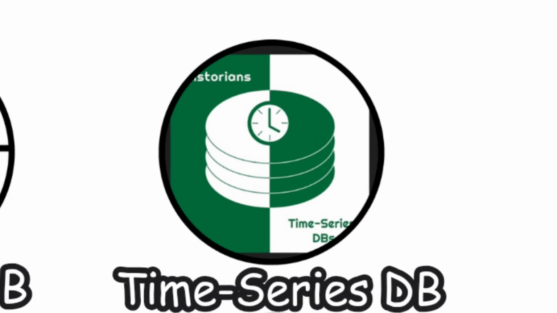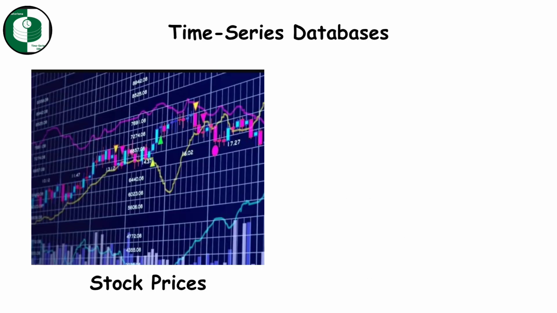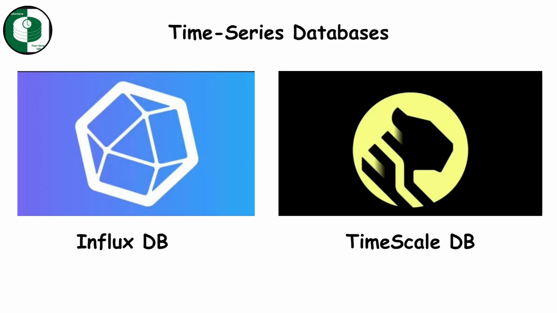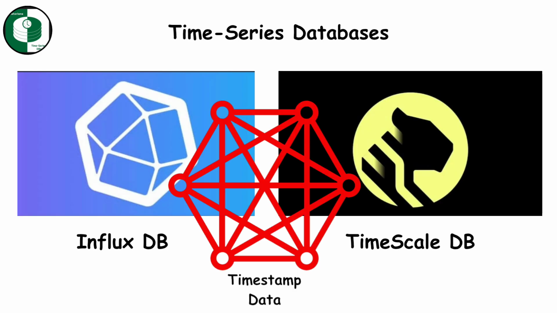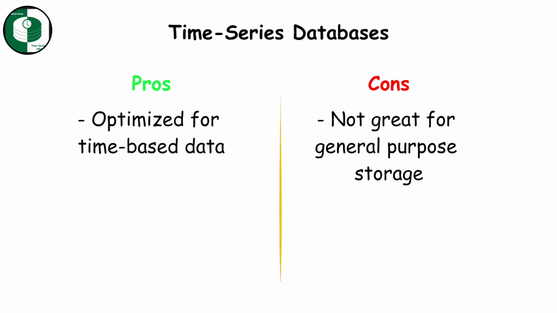Time series databases. These databases are designed for tracking changes over time. Think stock prices, server CPU loads, or heart rate data. Popular choices: InfluxDB, TimescaleDB. They handle massive amounts of timestamped data quickly. Pros: optimized for time-based data. Cons: not great for general-purpose storage.